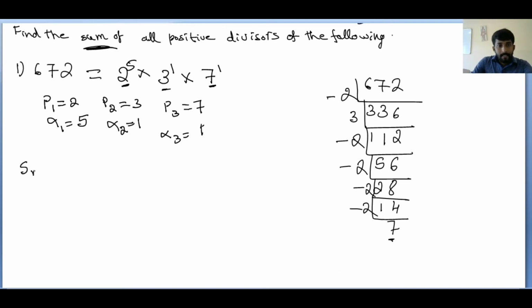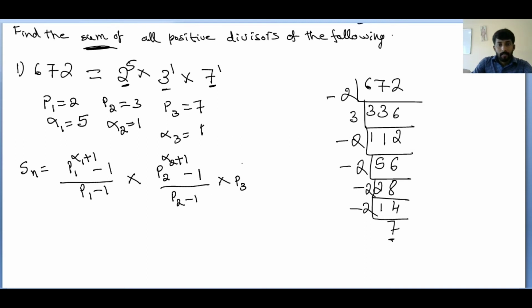Question is Sn. Write the formula. Sn is equal to P1 to the power alpha 1 plus 1, minus 1, divided by P1 minus 1, into P2 to the power alpha 2 plus 1, minus 1, divided by P2 minus 1, into P3 to the power alpha 3 plus 1, minus 1, divided by P3 minus 1. In the next step, substitute the values.